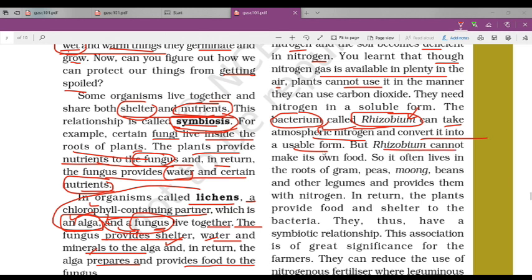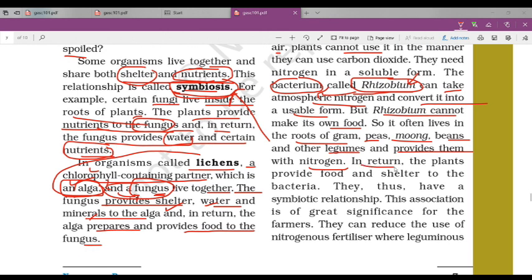But rhizobium cannot make its own food. That's why they grow in the roots of gram, pea, moong, beans and other legumes and provide them with nitrogen. So it's a relationship of symbiosis. Rhizobium lives in a symbiotic form with the leguminous plants. Leguminous plants are those plants which provide pulses to us. These rhizobium cannot cook their own food.